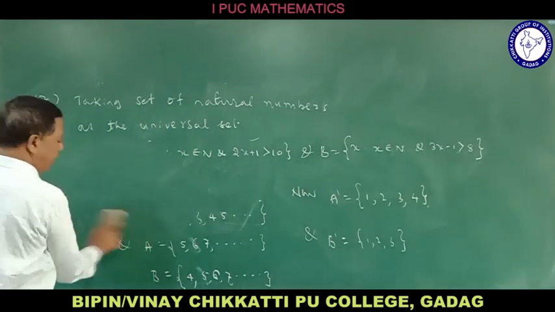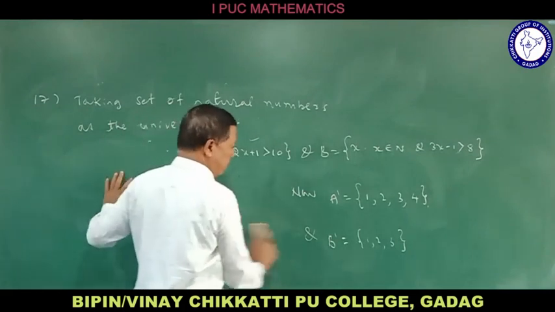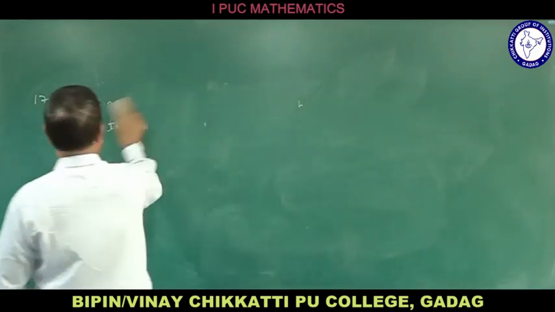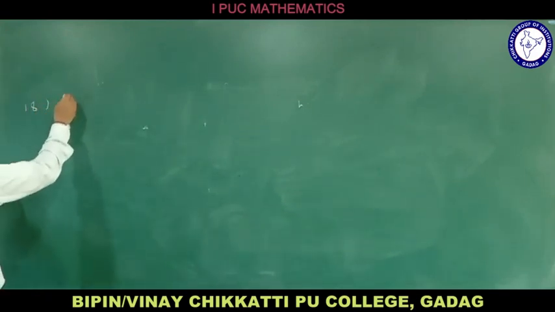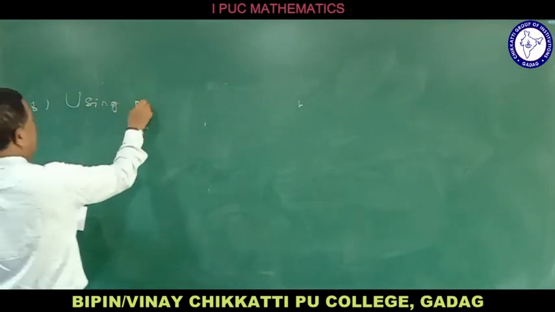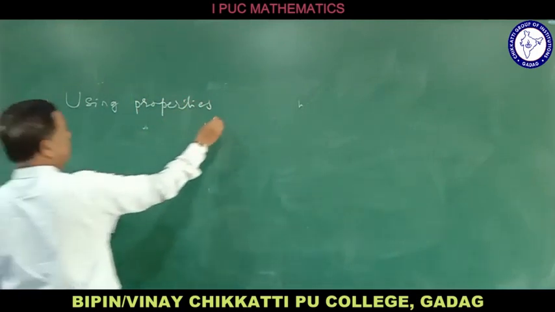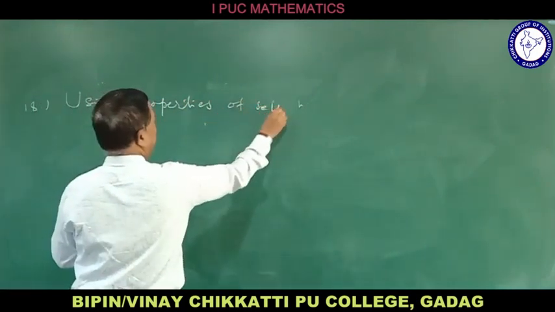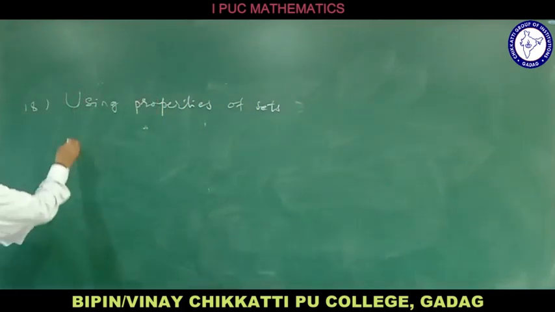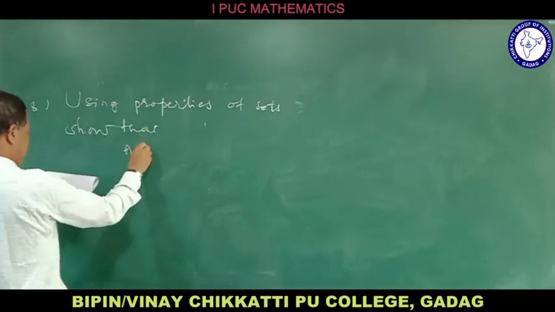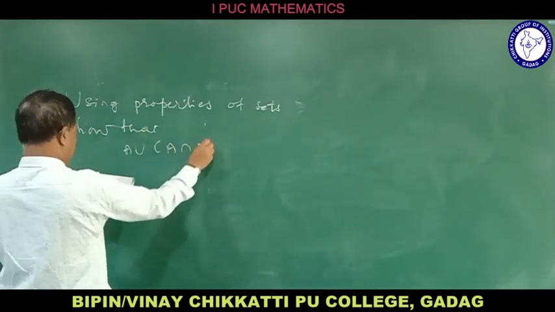So the next problem, you see that it is also something different, because here all the numbers which we take are slightly different comparatively, which we are taking one by one. So the next one is, see, using properties of sets, show that A union (A intersection B) is equal to A.